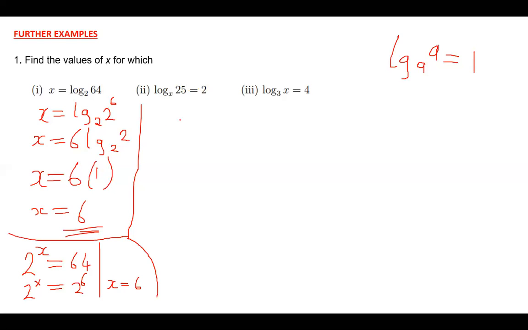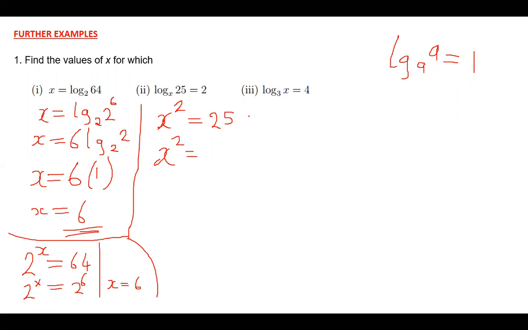I think the easiest way we can solve this one is to convert it to exponential. So we're going to have x raised to power 2, and this is equal to 25. So this is the simplest way you can solve this question.